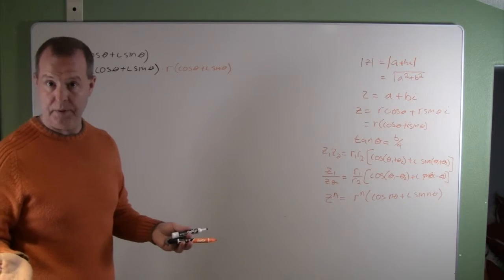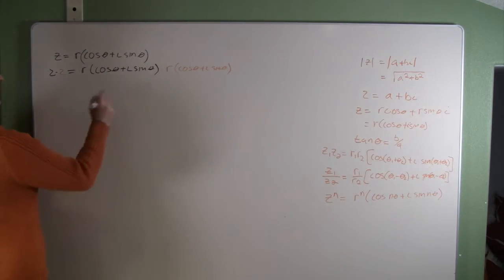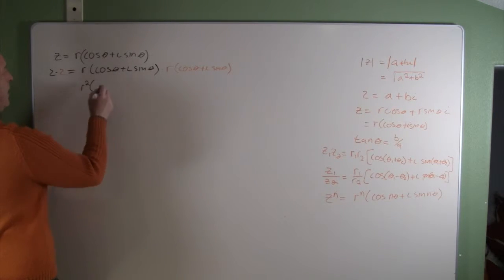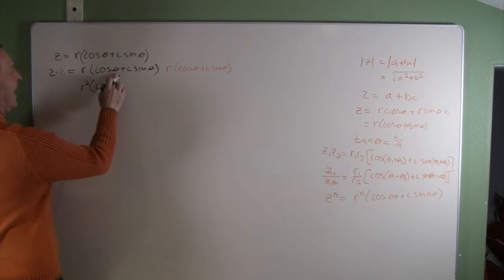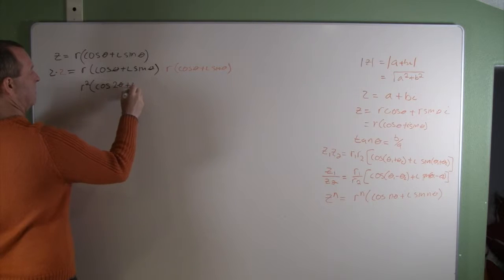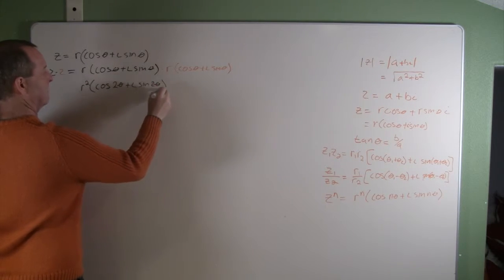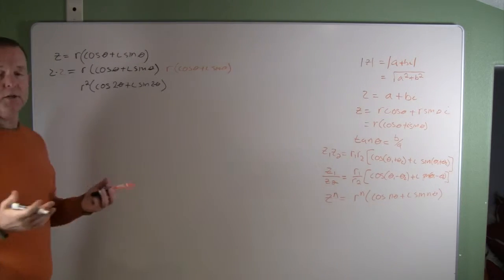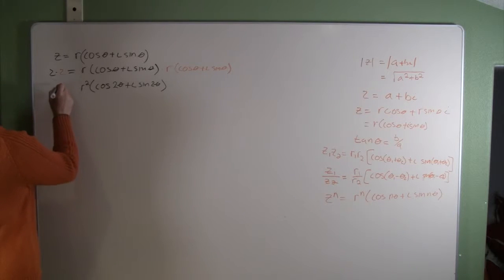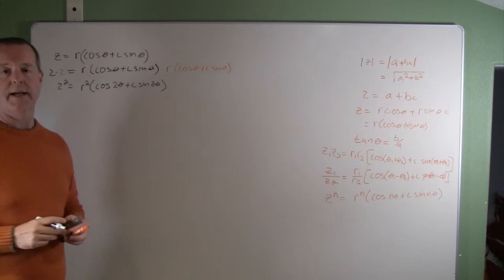We remembered how to multiply. We multiply the moduli, so r times r gives me r squared. Then I take cosine and add their arguments: theta plus theta gives me 2 theta, and for the sine, theta plus theta gives me 2 theta. And so z squared equals r squared times cosine 2 theta plus i sine 2 theta.